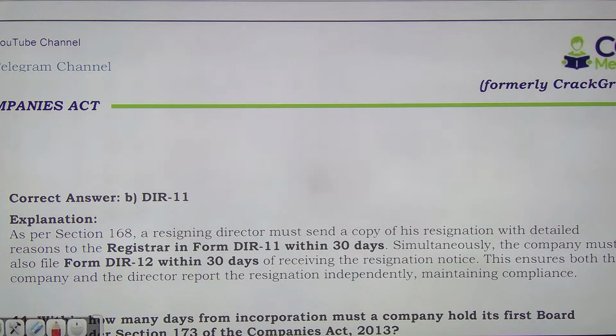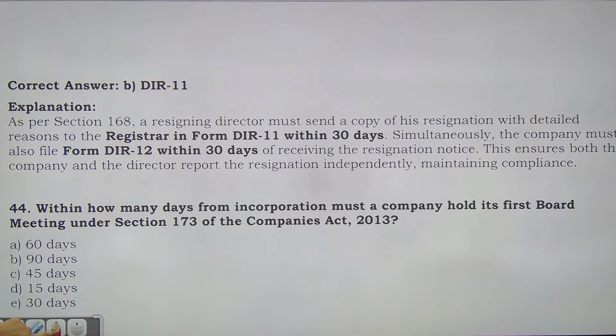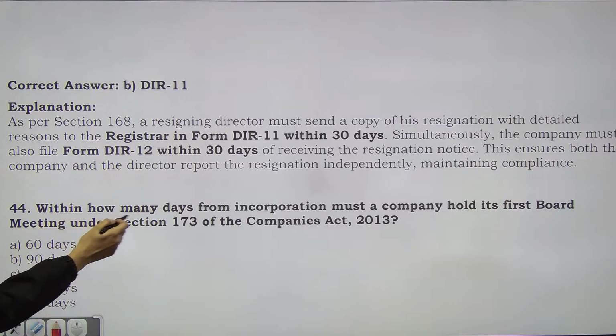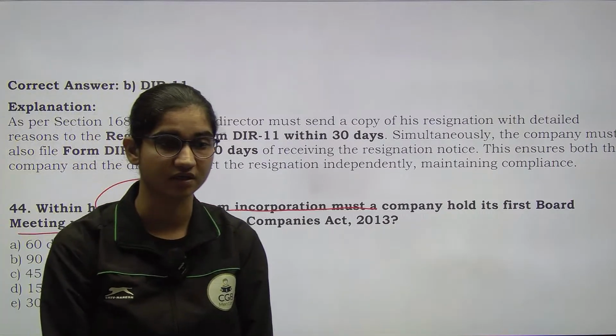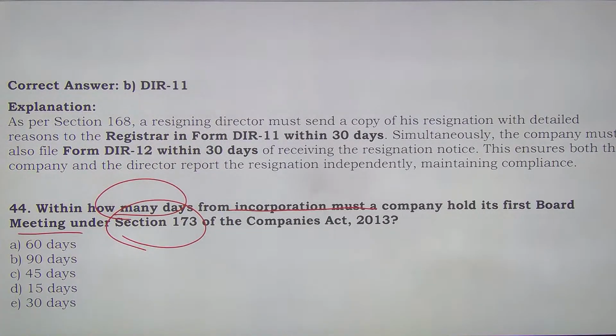Now we are moving forward to the next question, which is question number 44. It is asking you within how many days from the incorporation must a company hold its board meeting under section number 173 of the Companies Act. So according to the Companies Act, section number 173 is asking you that the first board meeting should be within how many days from the date of incorporation of the company, right? So the options here are 60 days, 90 days, 45 days, 15 days or 30 days, okay? So please try to answer it. First board meeting from the incorporation of the company. The question is asking you that, okay?